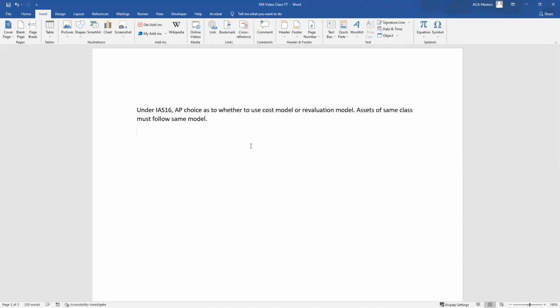So we could say, under the reval model, an increase in value is recorded through OCI. Now, if there's a decrease in value, then that's effectively an impairment. So we account for that in the same way as an impairment, but we'll look at that when we look at impairments later on. And of course, we're looking at an increase in value here.